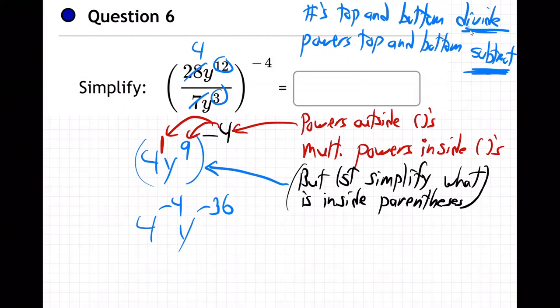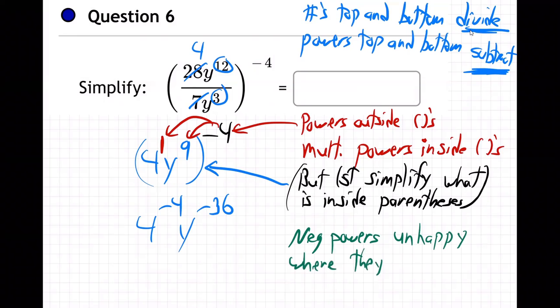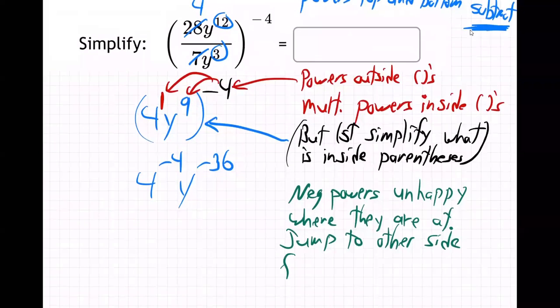Okay, now we can't leave the answer with negative powers. What do we do about that? Well, negative powers are unhappy where they're at. Oops. They jump to the other side of the fraction. Then become positive. Okay. They must say, what do you mean the other side of the fraction?